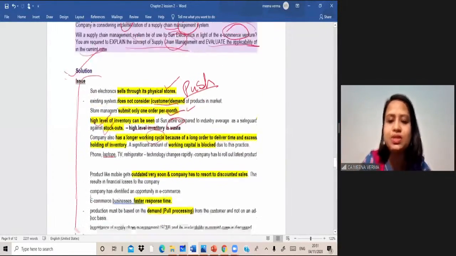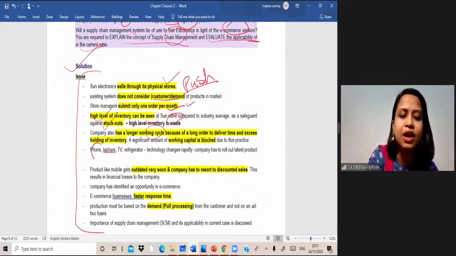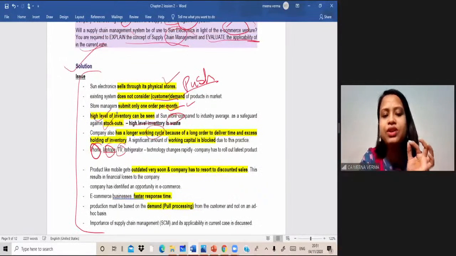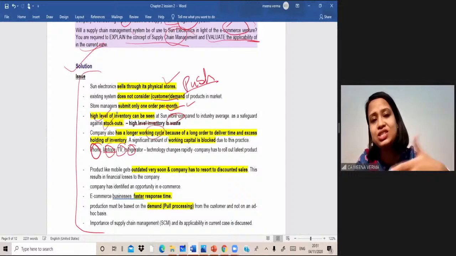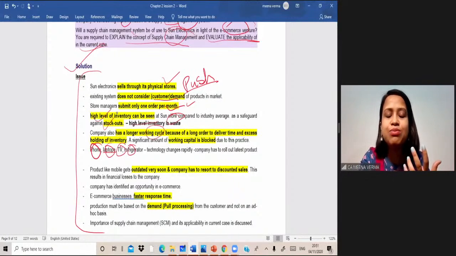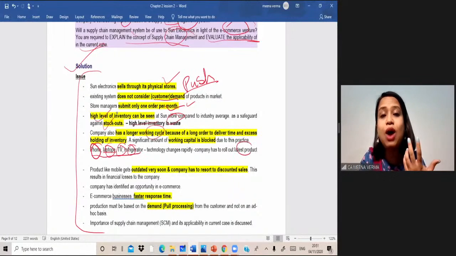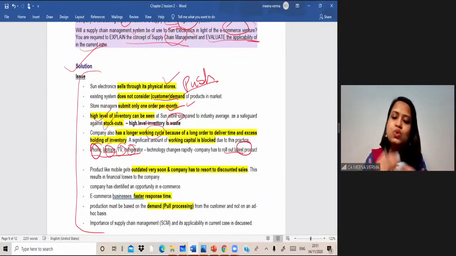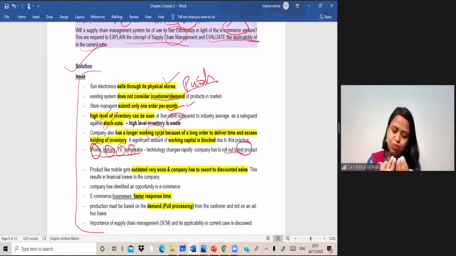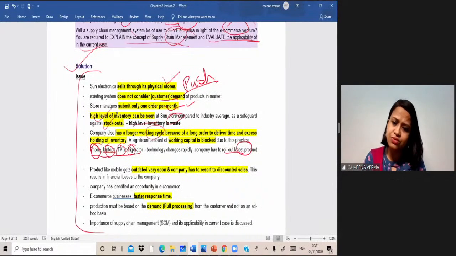And one more problem: since technology changes very rapidly, and the company is selling phones, laptops, TVs, refrigerators, these products become outdated, obsolete, very easily. So the company wants to sell them quickly. If they store them, there might be a situation where such products become obsolete, and this will result in waste for them. It's a kind of waste.